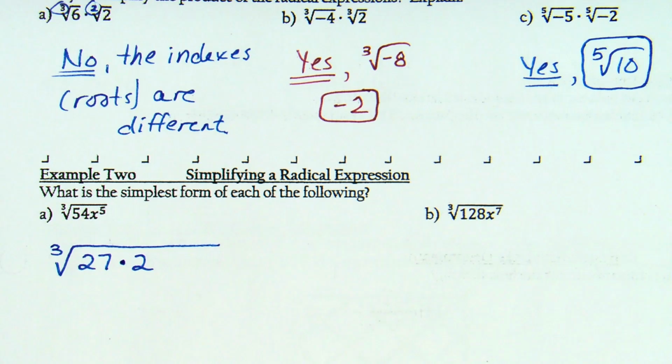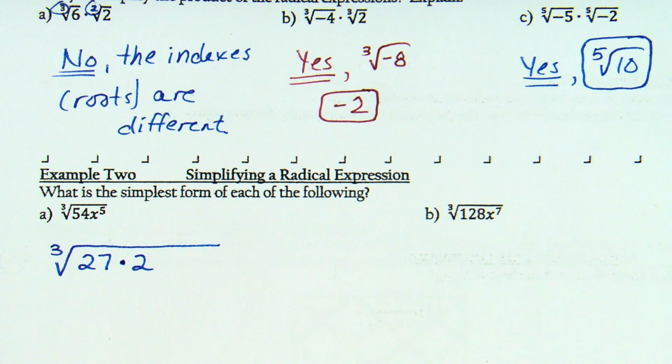Now, x to the 5th. Can I take the cube root of x to the 5th? How do I take a cube root of an exponent? You divide. Remember yesterday, if we were doing the cube root of x to the 5th, what were we always doing? Taking the 5, dividing by the 3. Does that work out to be a nice, neat whole number? No.